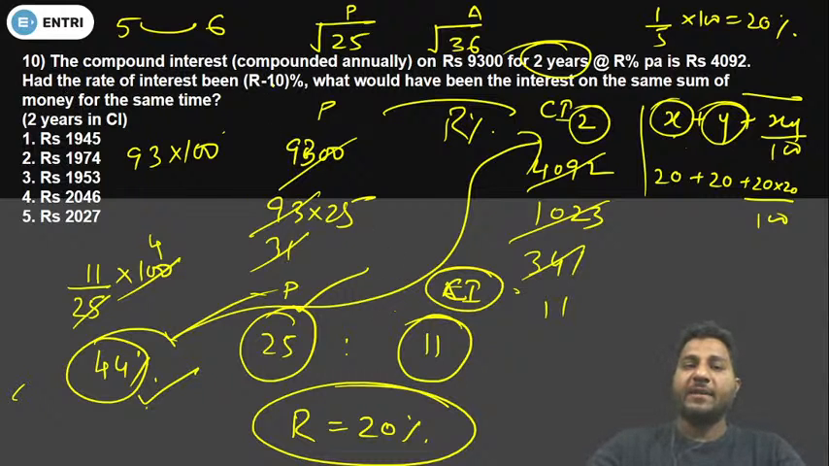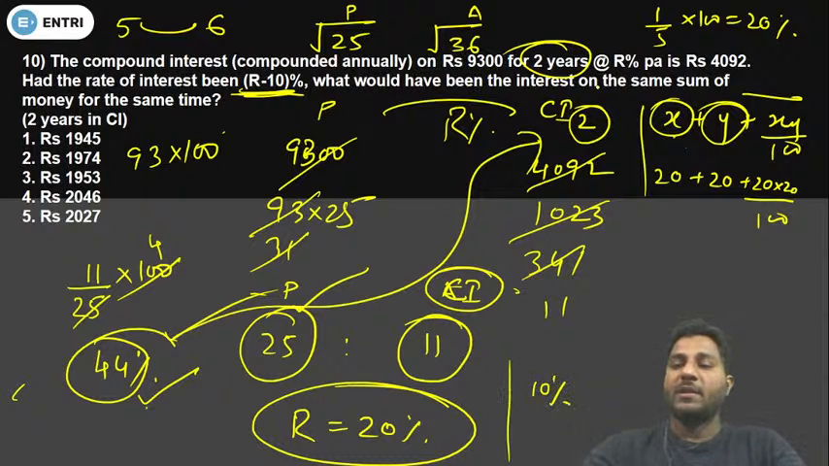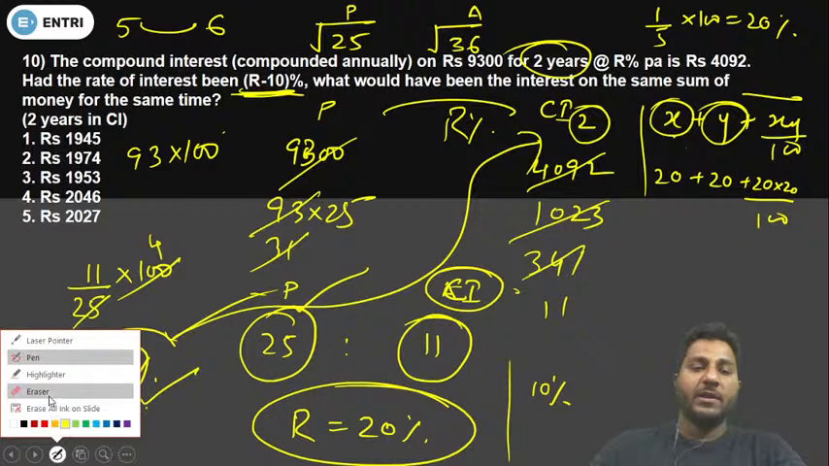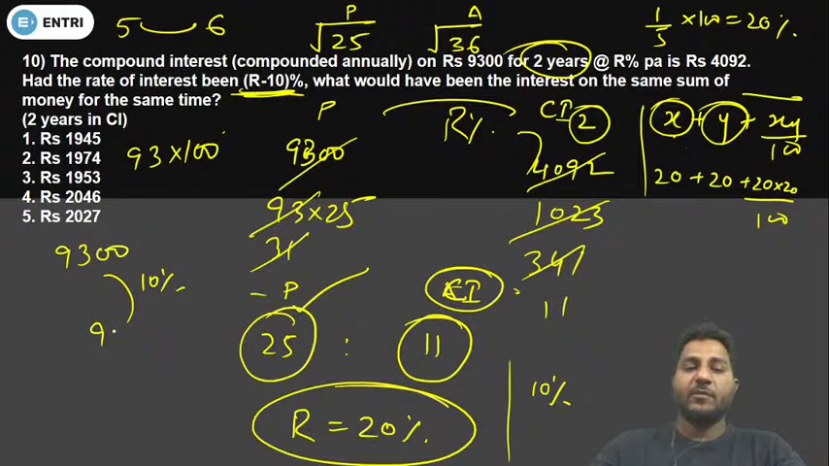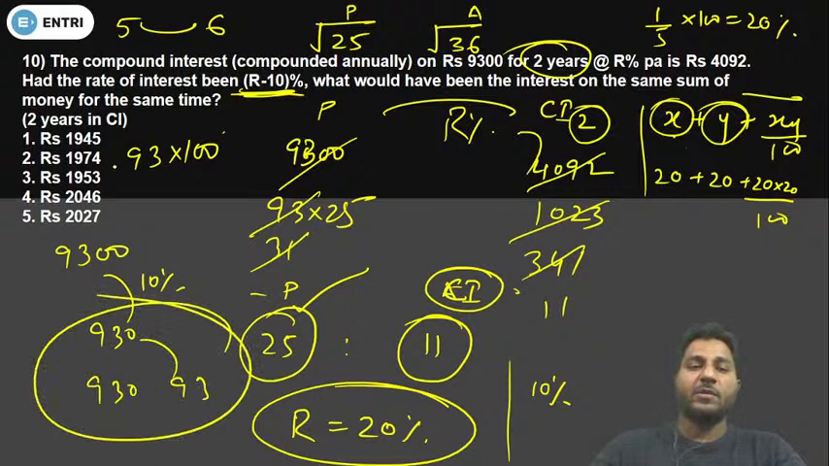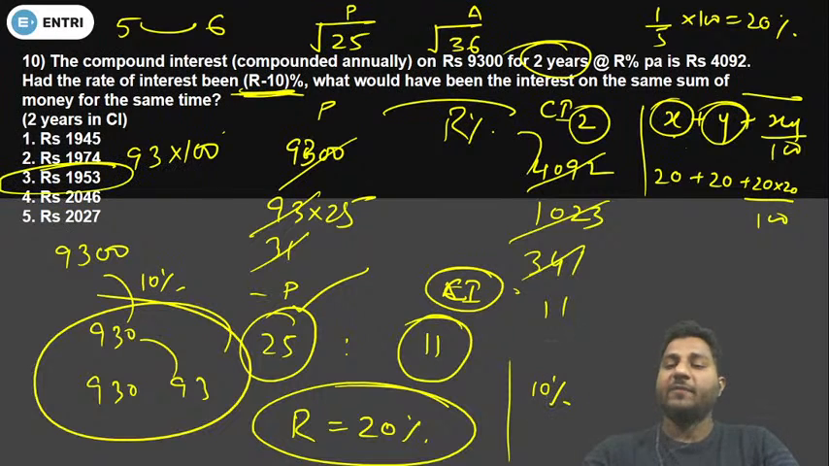Now had the rate of interest been r minus 10, that means 10%, what would have been the interest for the sum of money for the same time? Now we need to figure out the interest on 9300. On 10%, that means it will become 930, 930 and 93. So the final answer would be generated as 1953.